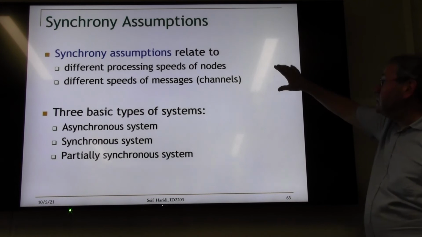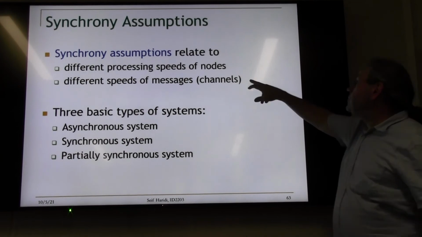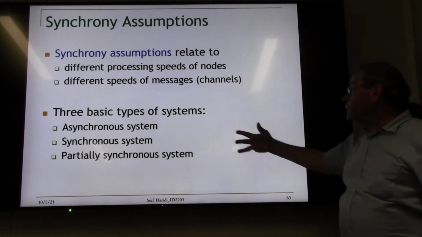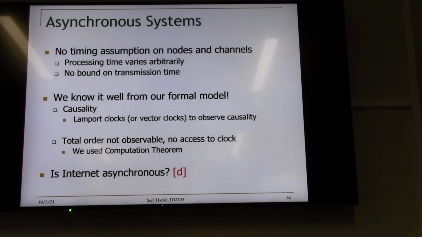Synchrony tells us, basically it's talking about speed, message transfer time, computing time, and there's three basic kinds of systems. Each of them has a formal definition: asynchronous, synchronous, and partially synchronous. The asynchronous is the simplest, which we saw, and the model that I presented is actually asynchronous. So there are no timing assumptions on the nodes and the channels. That means processing time can be arbitrary, and transmission time of a message also, there's no bound. It can be arbitrary but finite.